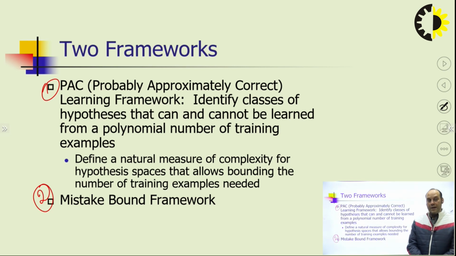The PAC framework will identify the classes of hypotheses that can and cannot be learned from a polynomial number of training examples. So we are going to identify the classes of hypotheses using this PAC framework. We will define a natural measure of the complexity for the hypothesis space that allows bounding the number of training examples needed. I am just going to illustrate it with the help of an example.